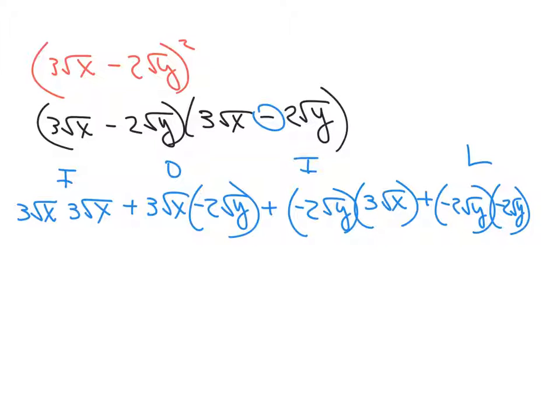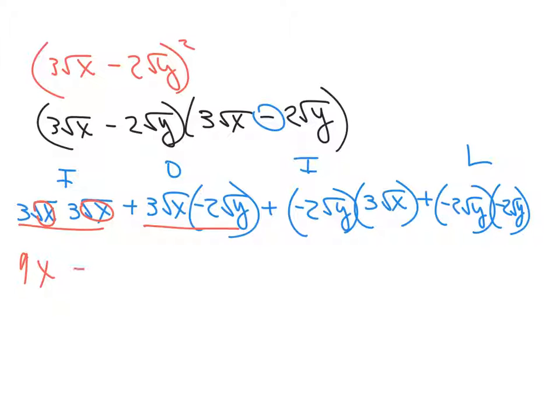Alright, so let's start combining here. 9 square root of x times the square root of x is just x. So anytime you take a radical and you square it or multiply it by itself, the radical sign, everything just comes off and it just becomes the x.